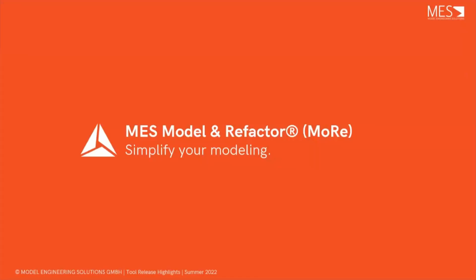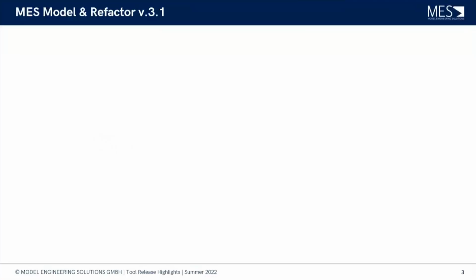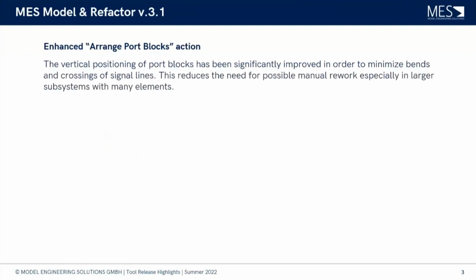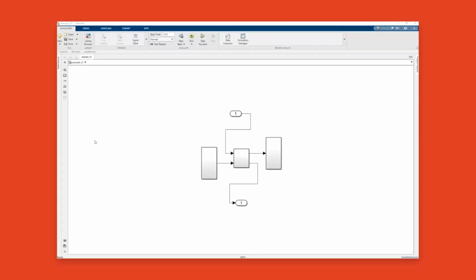Hello, Alex. Hi, Jan. So the latest version is 3.1 of MES MoRe, and the new feature here is an enhancement of the arrange port blocks action, where the vertical positioning of port blocks has been improved so that bends and crossings of signal lines are minimized. Alex, I think it's better if we actually have a look at the outcome of the action. So please show us a bit more. Yeah, let me show you.